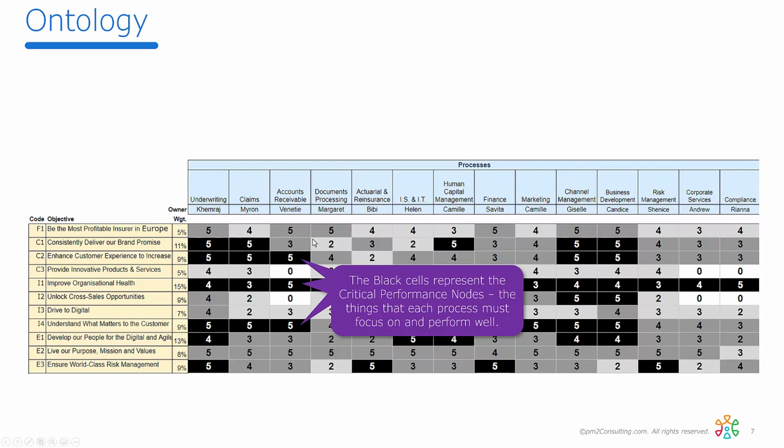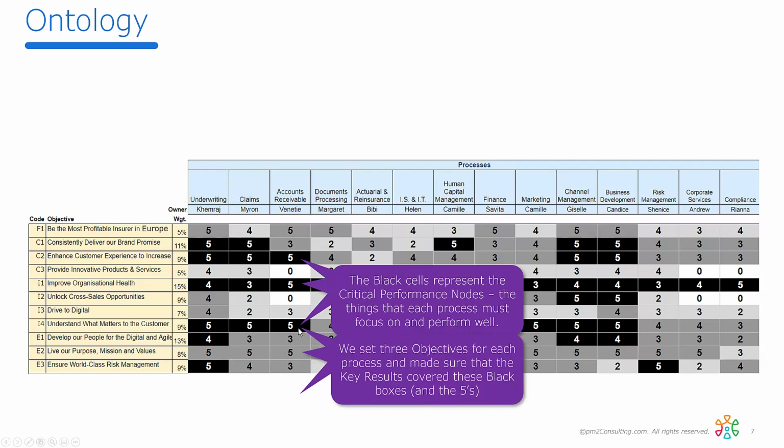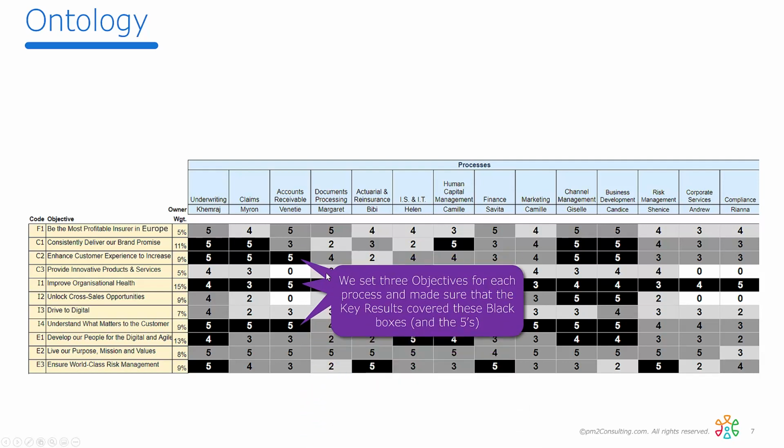So in this case, accounts receivable has to be super awesome at customer experience, organizational health, and understanding what matters to the customer. But we also know, as we come to write up objectives, because this is where their objectives should be, not on the whites or the light grays. We also have to write objectives anywhere they're critical at 5, even if it's not black.